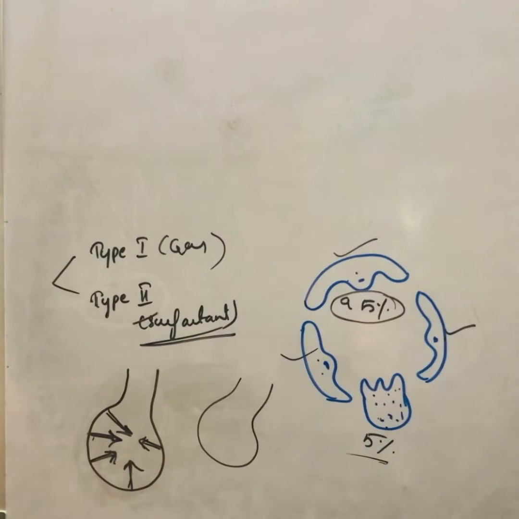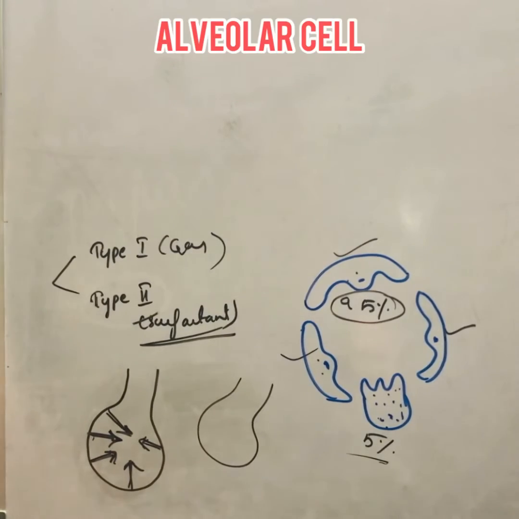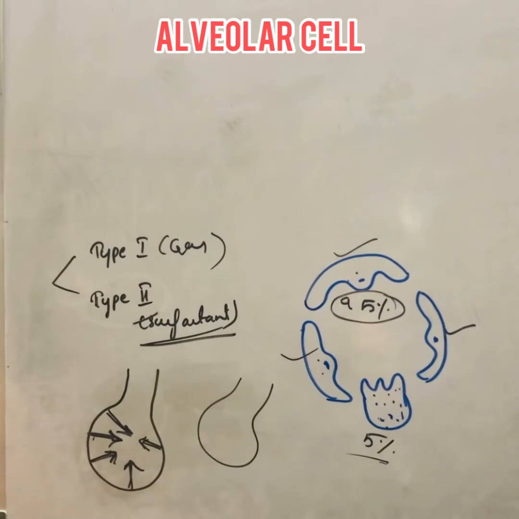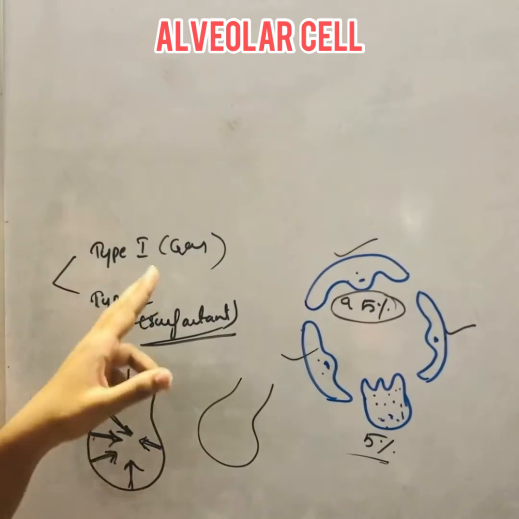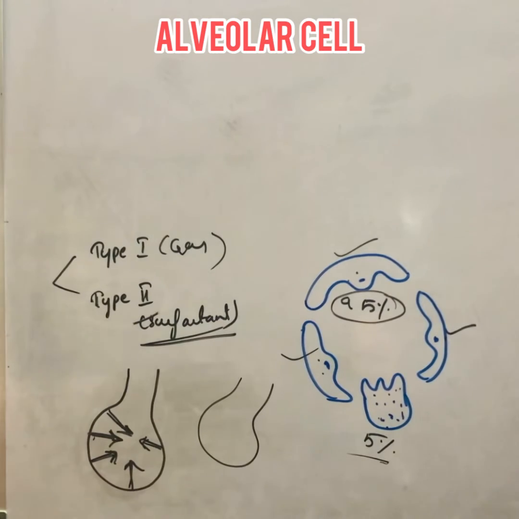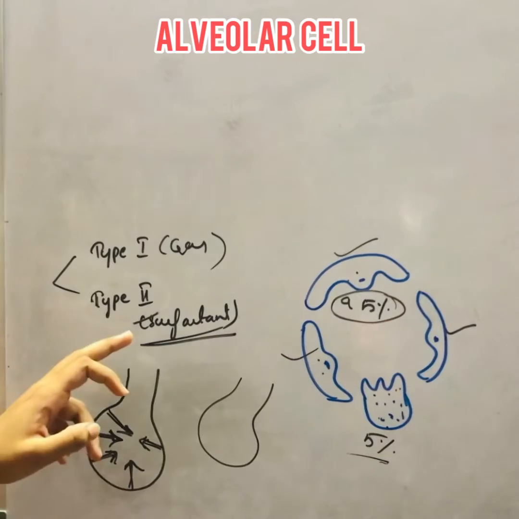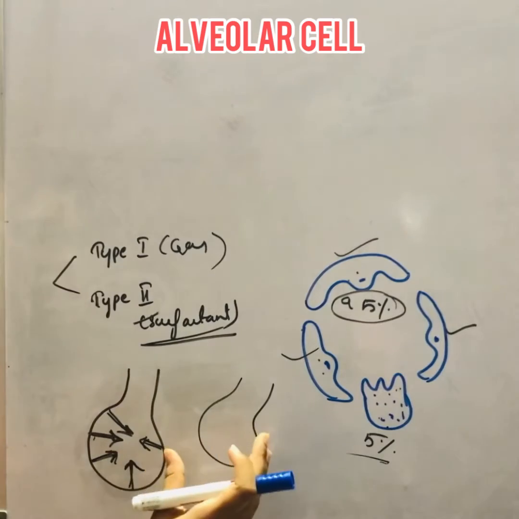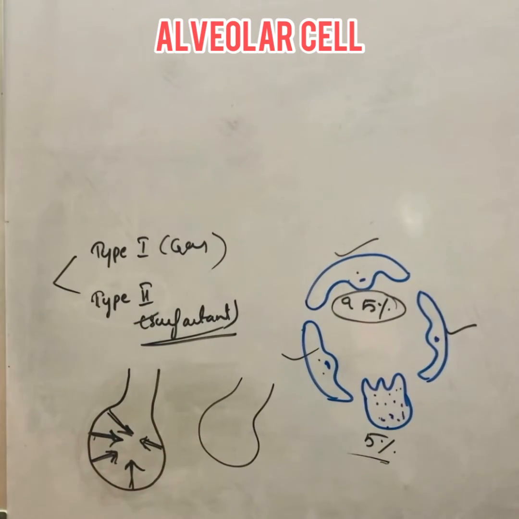We know that the virus is going to infect the alveolar cells, but these alveolar cells are divided into 2 types, type 1 pneumocytes and type 2 pneumocytes. These type 1 pneumocytes are in larger number, around 95%. The main function of these cells is gas exchange. And next one is the type 2 pneumocytes. Type 2 pneumocytes are less in number, around 5%, and they secrete a substance called surfactant. The main function of this surfactant is to maintain the stability of the alveolar sac.